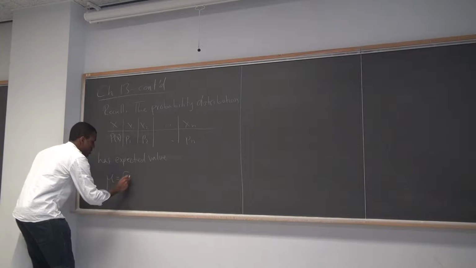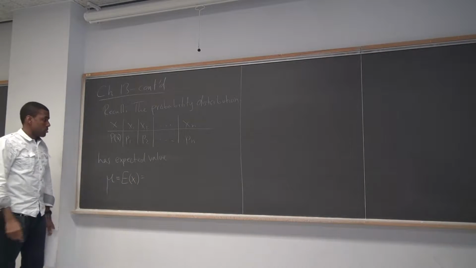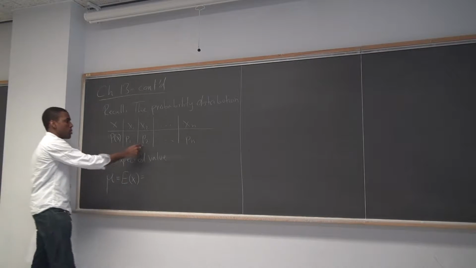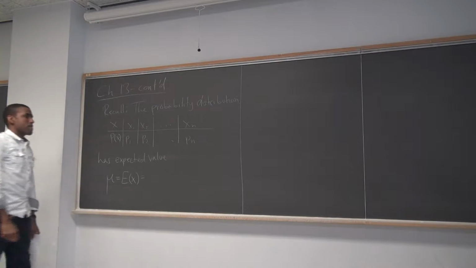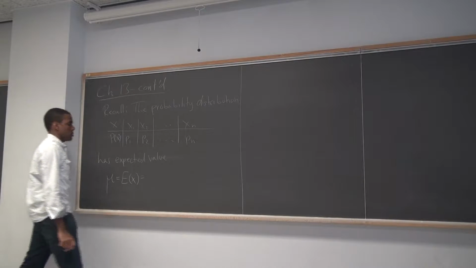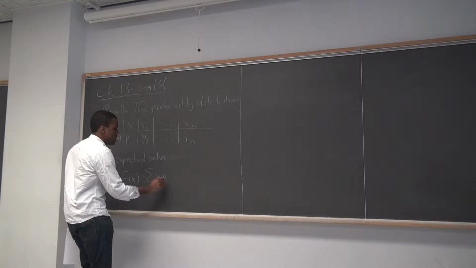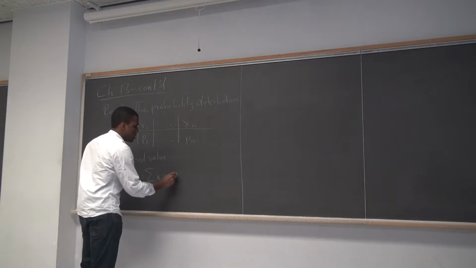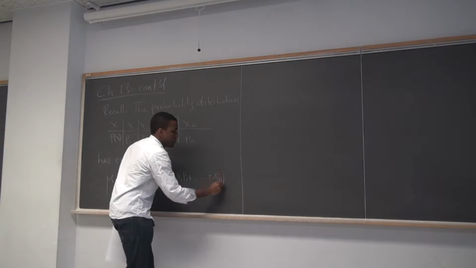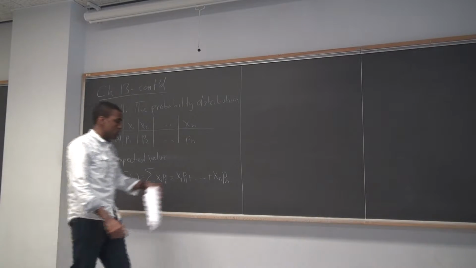mu equals E of x equals, what was the expected value? The sum of the probabilities must be 1. It was just the sum of all xi times pi. Right, so it's x1 times p1 plus through xn times pn. And this was pretty much the average, or the expected value of the distribution. We ended there last time.